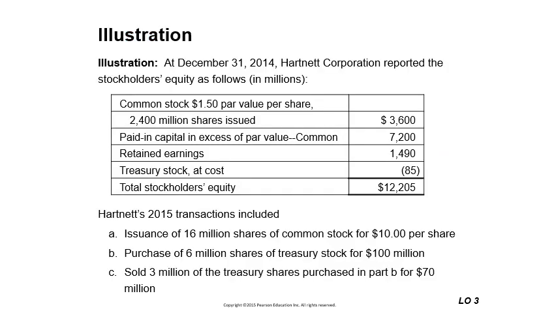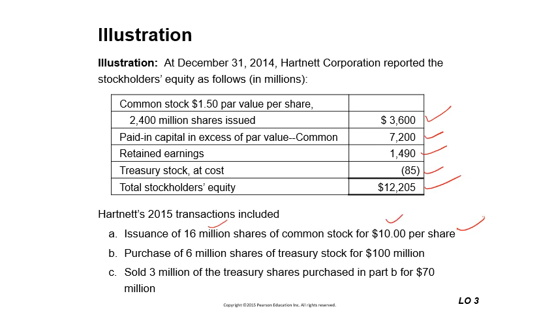I have pasted an illustration here. I just want you to pause the video and try to solve this example by yourself. This is a very easy example. Okay, I hope you find it easy. Let's do it together. Harvard Corporation reported the stockholders' equity as follows. They have common stock worth 3,600 million, paid-in excess of par value of common stock, the premium on common stock was this one, retained earnings this one, treasury stock 85 million, and total equity 12,205 million. Transaction number one is that they issue more, which is 16 million.